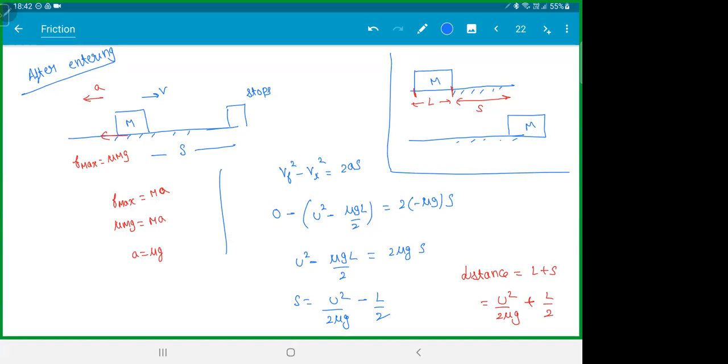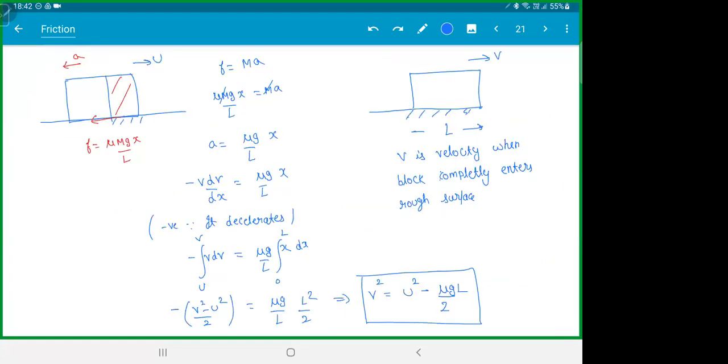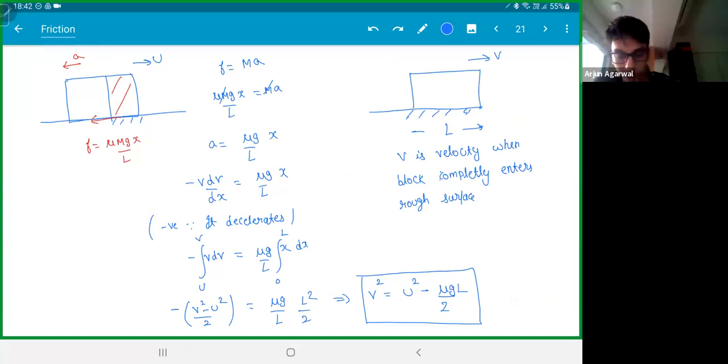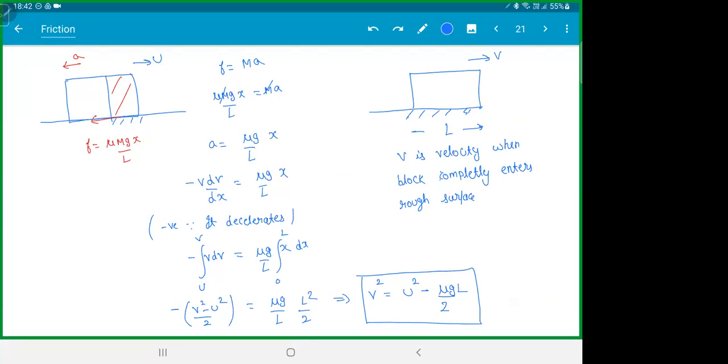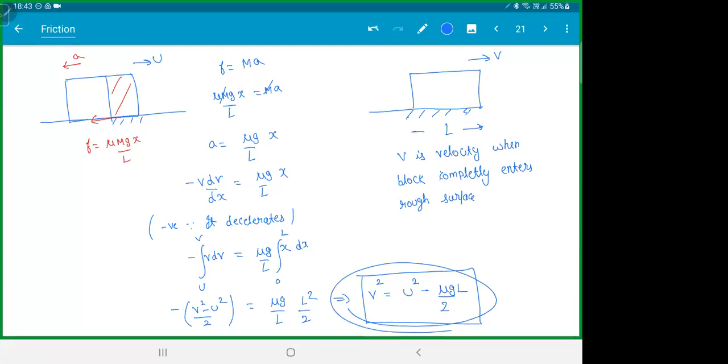Clear? Any doubts on this? It's a good one. It is possible that the block stops before entering completely. Then do you know what will come? You will get v square is negative, which means you get an imaginary number, saying the block won't even go till entering completely. If that is the case, you'll get v square negative.